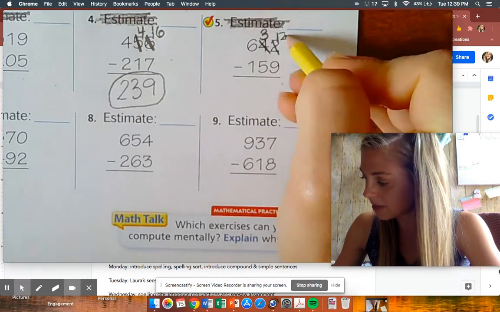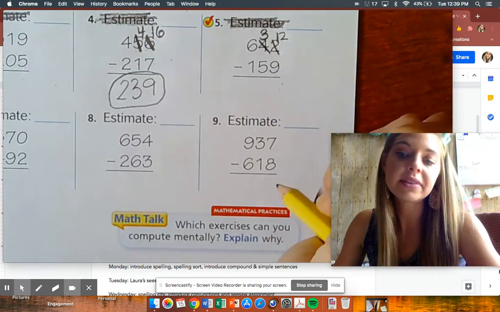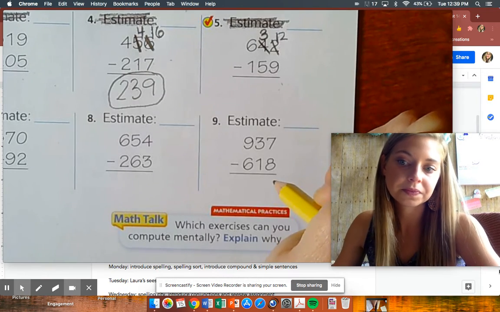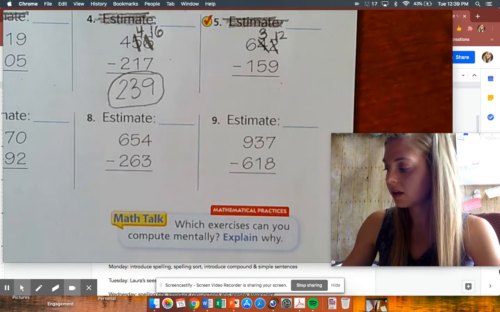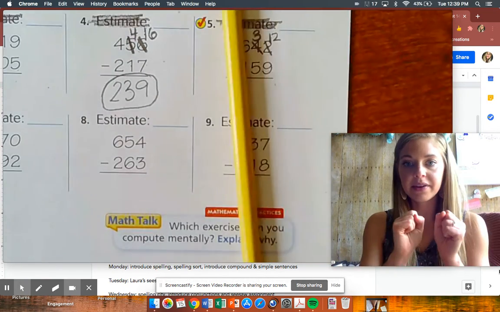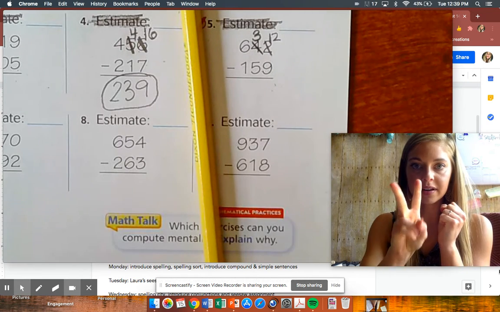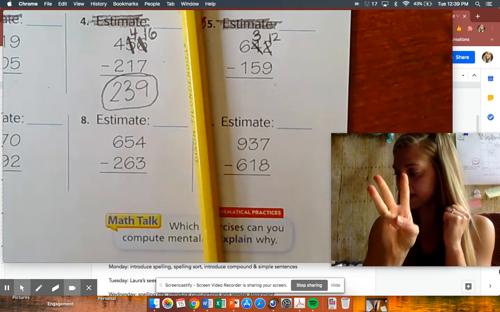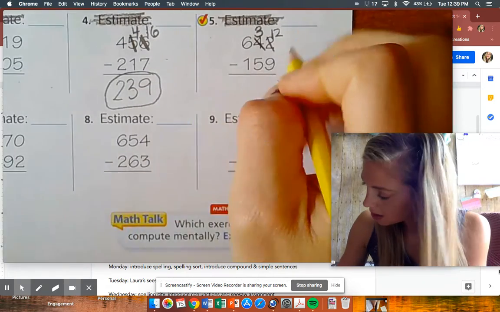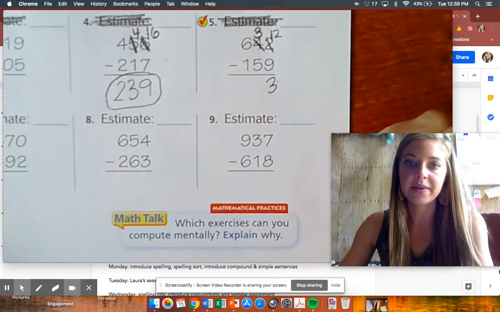Now we can do 12 minus 9. Figure out what that is. If you're thinking that it's 3, you are right. Okay, remember if we have 9, 10, 11, 12. The answer is 3 for the ones place number. All right.